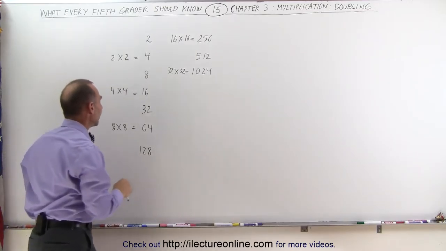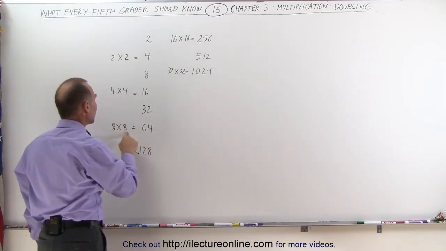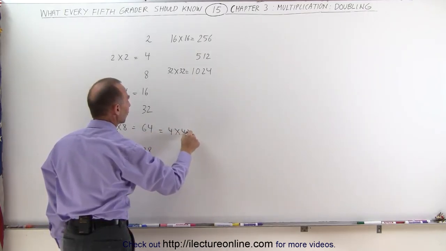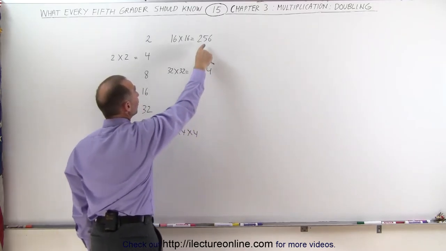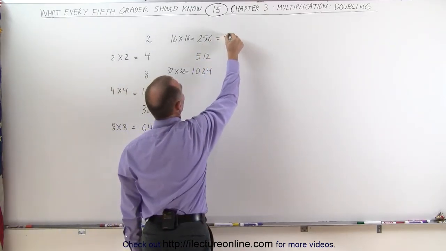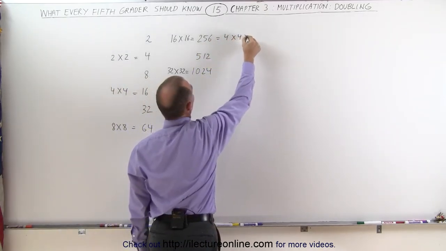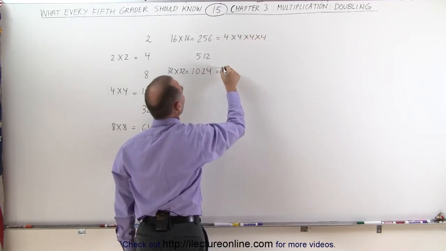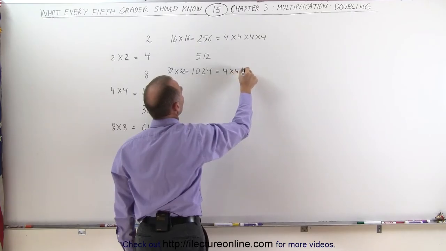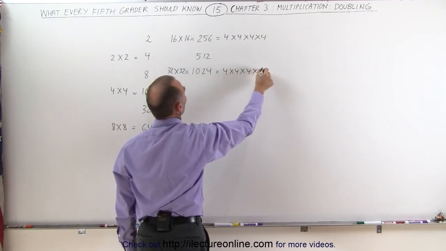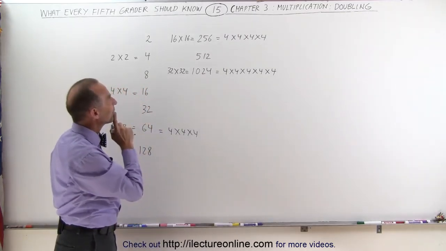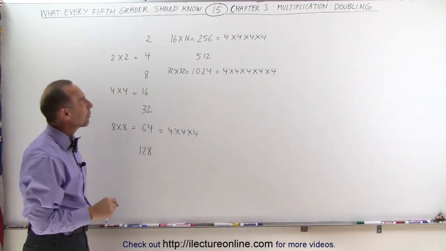Also notice that 64, which is 8 times 8, can also be written as 4 times 4 times 4. And 256 can be written as 4 times 4 times 4 times 4. And 1024 can be written as 4 times 4 times 4 times 4 times 4. Wow, things can get quite interesting, can't they, when you start playing around with numbers.